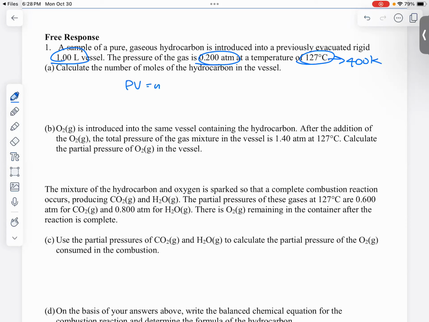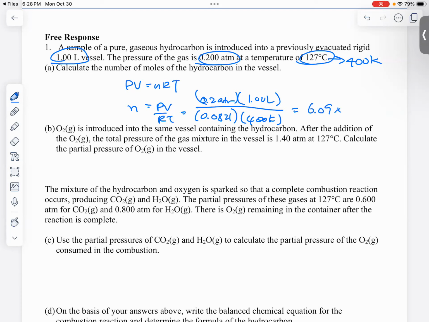So PV is equal to nRT. We want to find the mole. So mole is equal to PV over RT. And pressure is 0.2 ATM. Volume is 1 liter. R is 0.0821. And temperature is 400. So 0.2 divided by 0.0821, and then divided by 400. So that means the mole is 6.09 times 10 to the negative 3 moles.